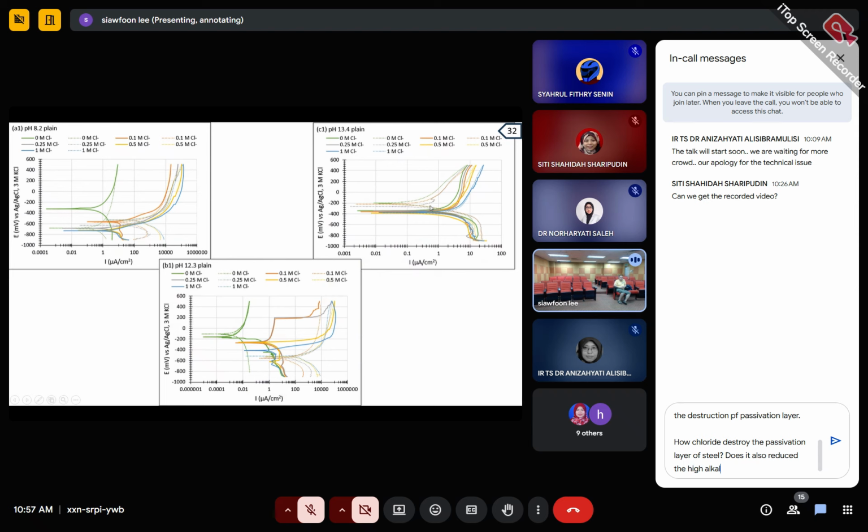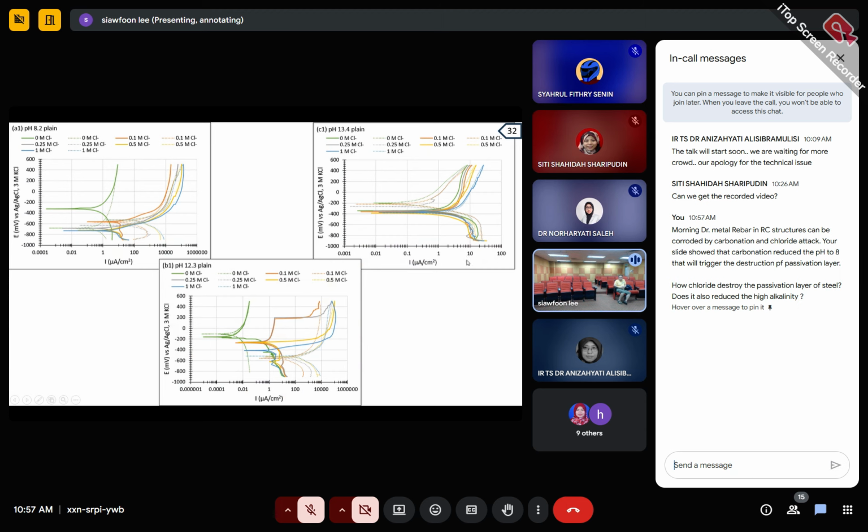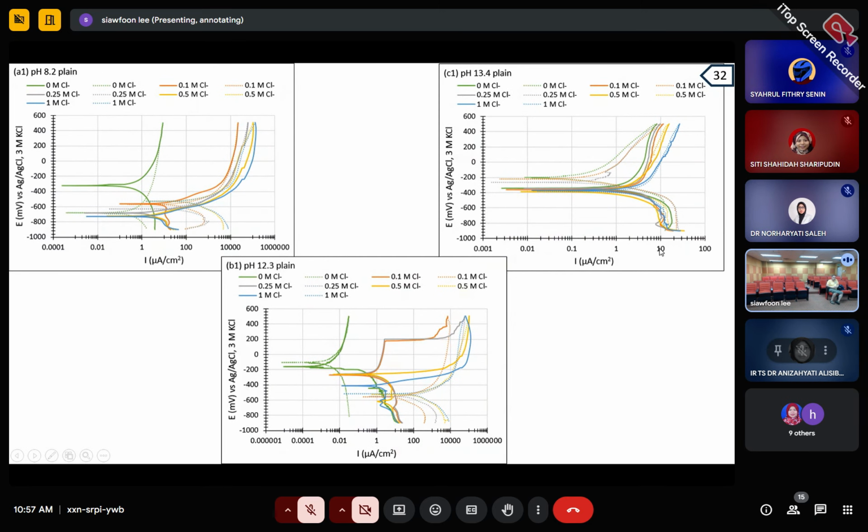So what is the difference? If you tell me that pH 8.2 got the corrosion, what happened to pH 13.4? The similar curve. But then you need to check the corrosion current induced at pH 13.4. I applied the same range of polarized potential. However, when I apply it at 13.4, you can see that the current induced is actually much less than the one that happened at pH 8.2.